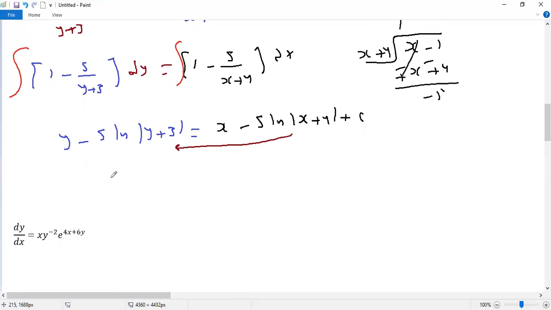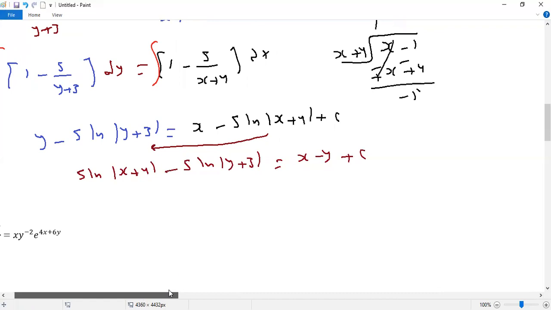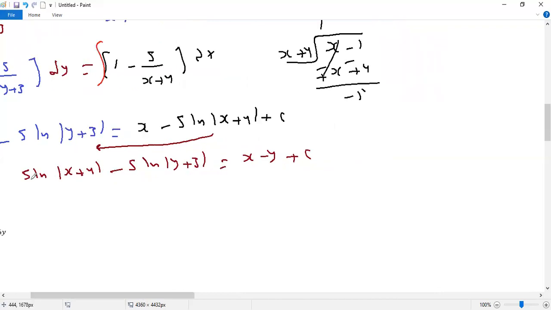So then I have 5 ln absolute value of x plus 4, minus 5 ln absolute value of y plus 3, equal to, moving y to this side, x minus y plus c. And this one can be written as, see, this is 5. Now I can write the first part.